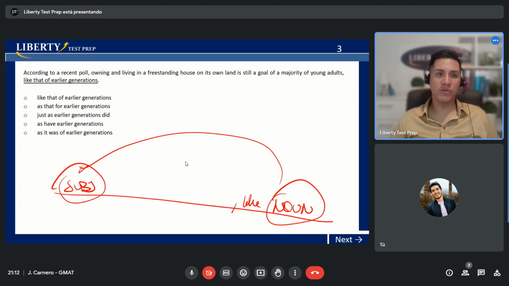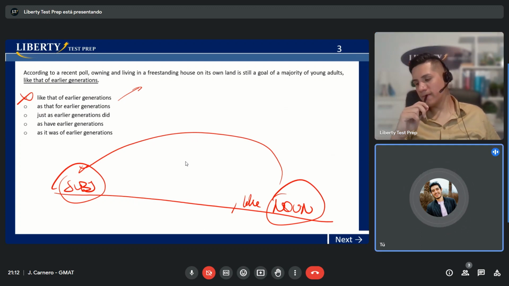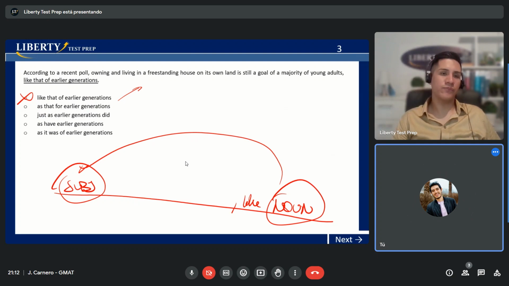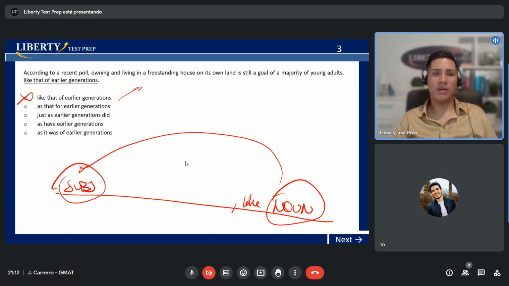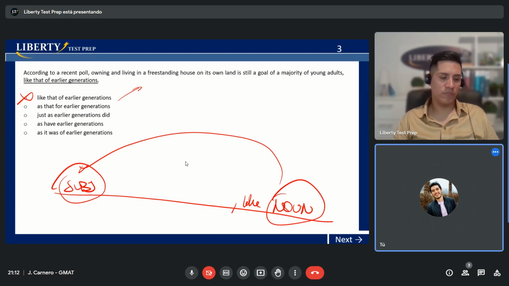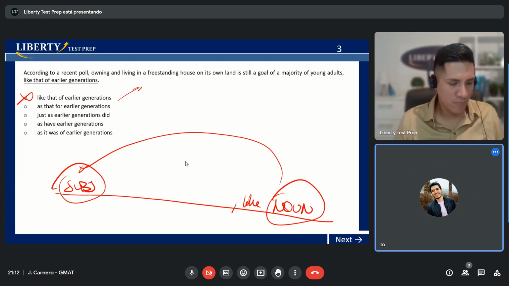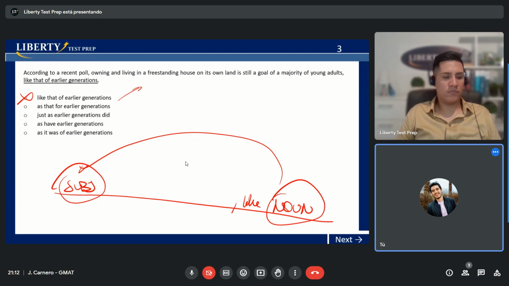So in this case, is that correct, that we're comparing owning and living to the goal? Does it make sense? No. That's wrong. I don't think this one was the hardest to eliminate, actually, letter A. So the other ones should be easier. So how do we eliminate the other ones? We're comparing owning and living to that. Okay, that's fine. But what about checking B out? No. As that for generations. So, as that.